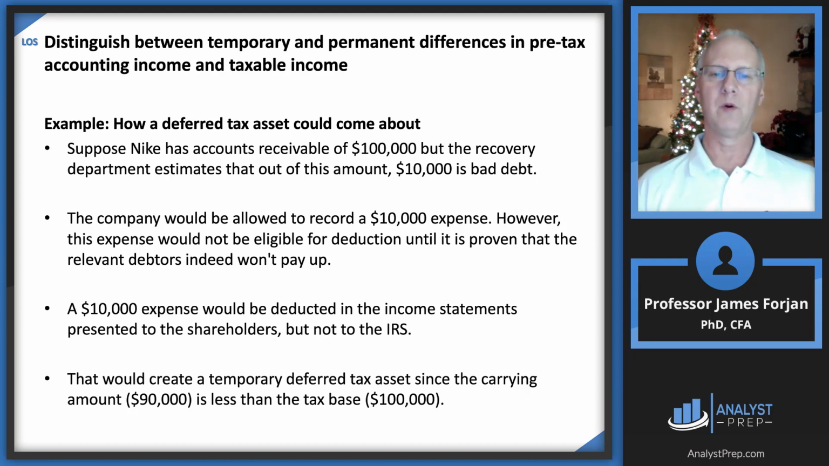Remember now, the company will be allowed to record a $10,000 expense. But this expense will not be eligible for the actual deduction until it is proven that the relevant debtors indeed won't pay up. All right, so we're going to record that $10,000 expense on the income statement that we show the investors and our shareholders and our bondholders, but not to the IRS. So this is going to create a temporary deferred tax asset. Since the carrying amount, of course, the 90 is going to be less than the tax base of 100.